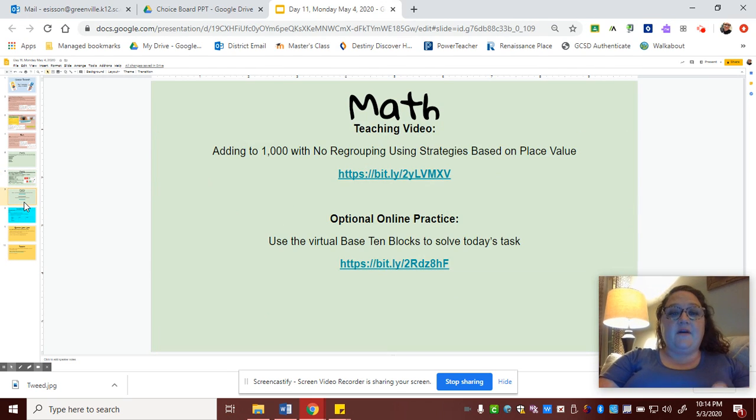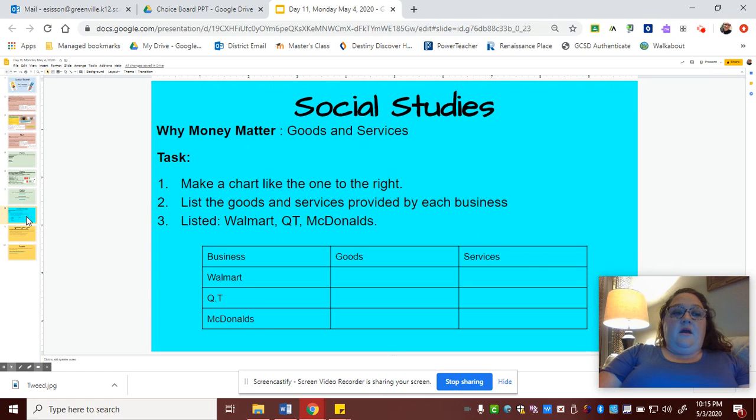I do have on this slide, there's a teaching video that's really good. And then there's some online virtual base 10 blocks that you can use. If you don't want to draw them, you can use those as well. If you would like extra practice, feel free to make up your own problems. But remember that you should not be regrouping today. No regrouping today. Okay.